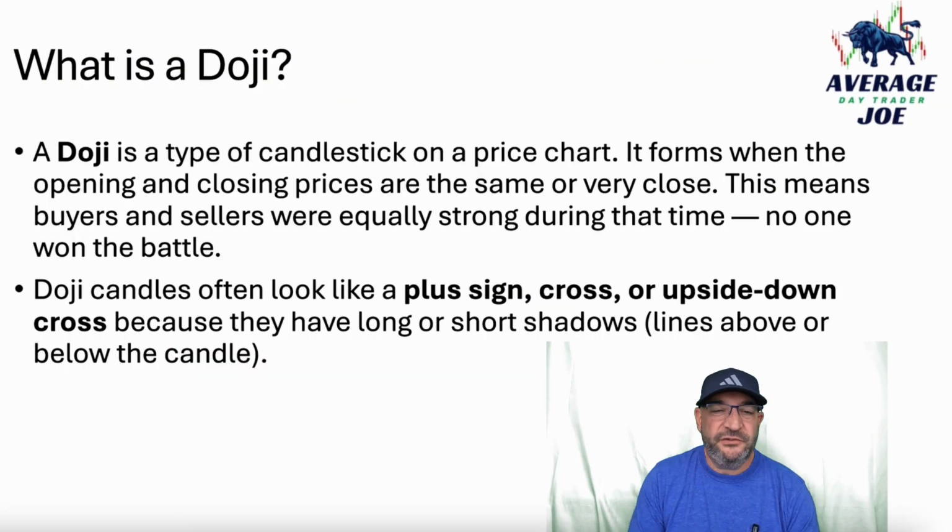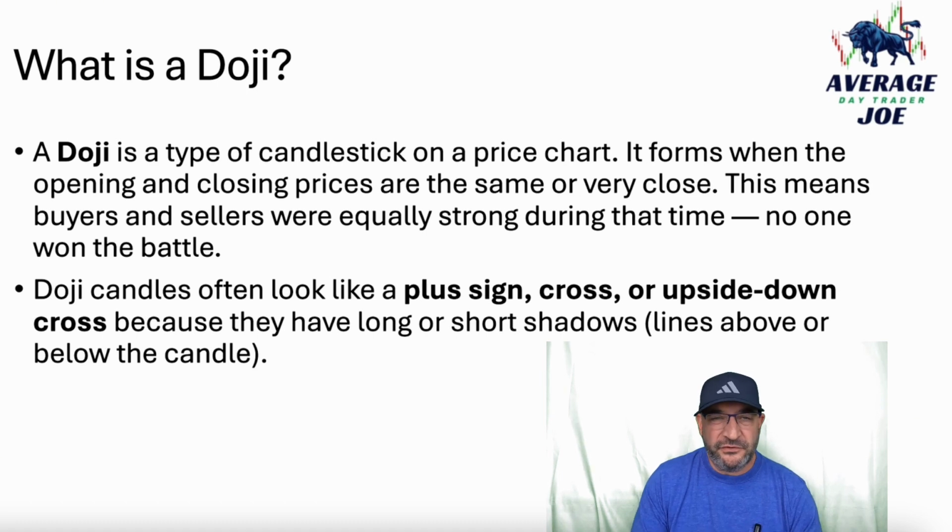So what exactly is a doji? I have put this up on the screen for you guys so you can read along with me and go back to it later to watch it again. But basically a doji is a type of candlestick on the chart, and it forms when the opening and closing prices are the same or very close. That basically means that buyers and sellers are equally strong, and there's really no one that wins the battle in just a traditional doji.